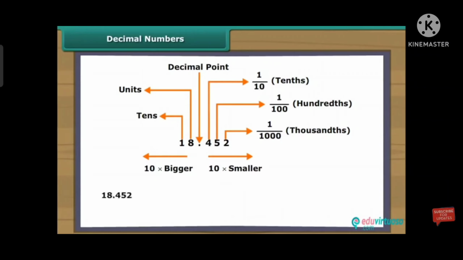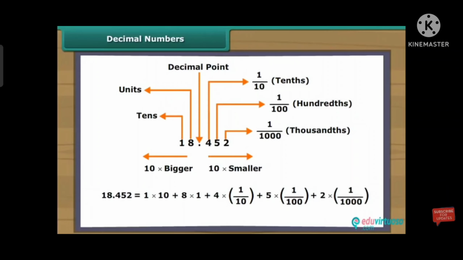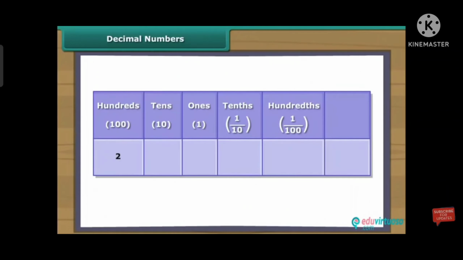The given number can be written in the expanded form as 1 multiplied by 10 plus 8 multiplied by 1 plus 4 multiplied by 1/10th plus 5 into 100th plus 2 multiplied by 1,000th. Similarly, if we know the place values of each digit in a decimal number, we can write the number.